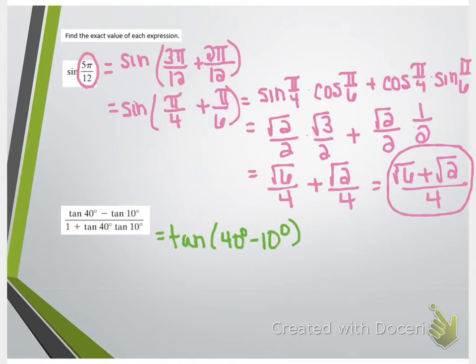So again, all I did was look at this problem. All right, which one of my formulas does it match? Okay, it matches the tangent difference formula. So that means what I'm actually doing is I'm doing the tangent of 40 minus 10. Well, that's the same thing as the tangent of 30 degrees. And I know what that is. I can read it off my unit circle. What do you get? Root 3 over 3? That's your answer.